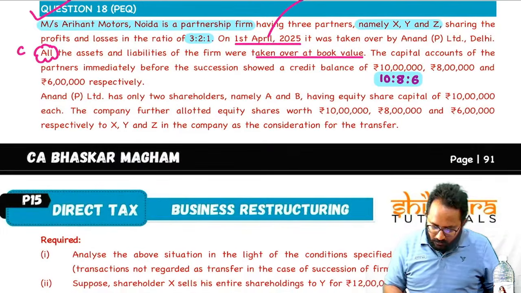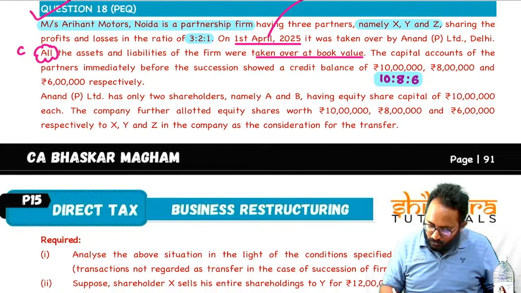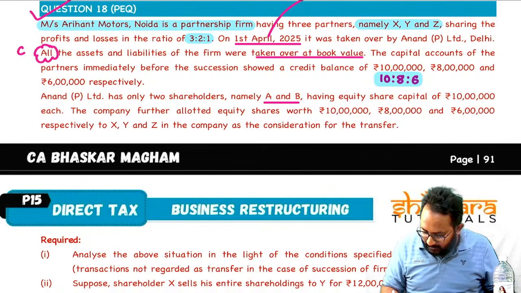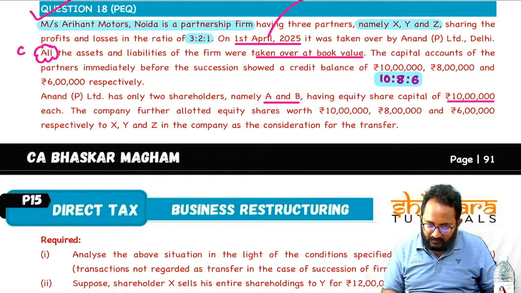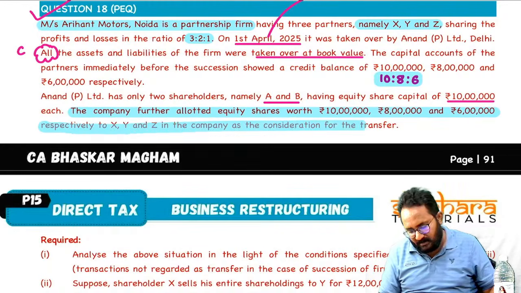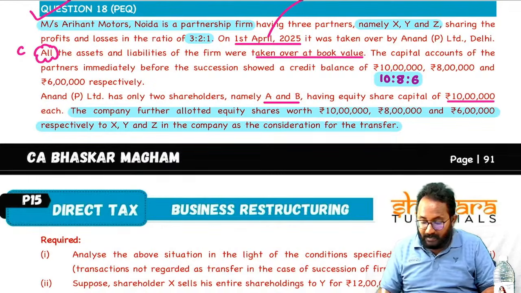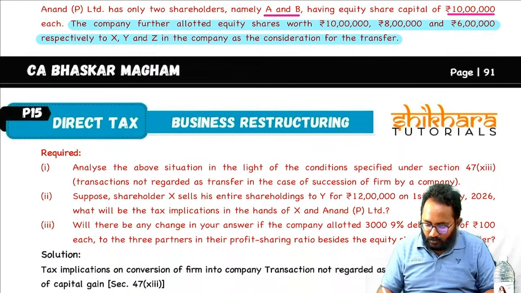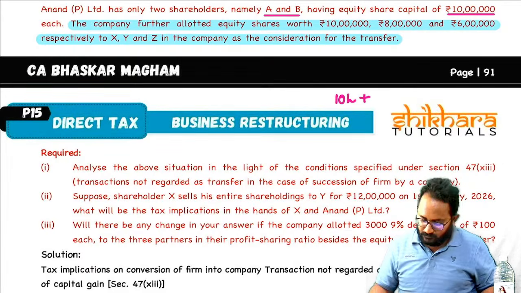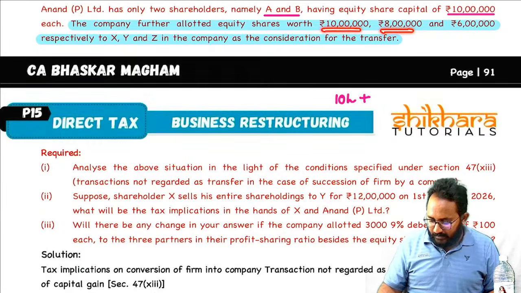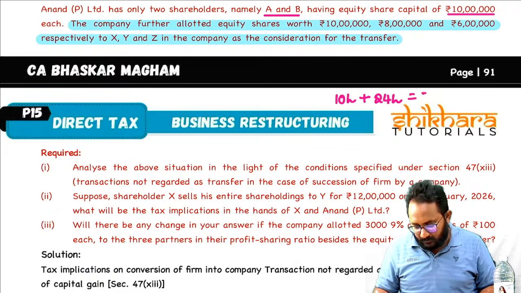Understood? Now, how many shareholders did the company have? Earlier 2. That company had 2 shareholders, A and B. They have an equity share capital of how much? 10 lakh. Did the company give the equity shares in the same capital ratio or not? Please check, because that is one of the conditions. Previously how much shareholding? 10 lakh. Now what is the newly given shareholding? Tell me the total of 10:8:6. 24, right? 24 lakh. Totally how much? 34 lakh.